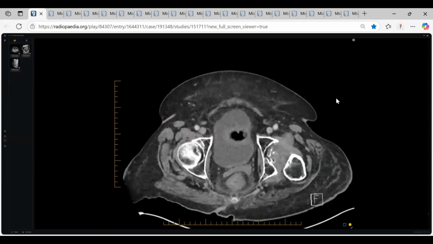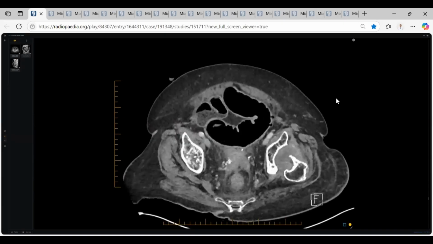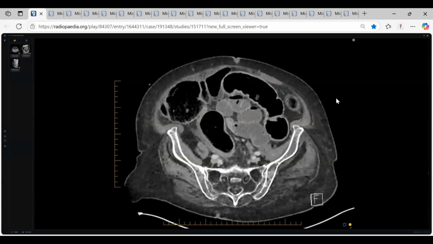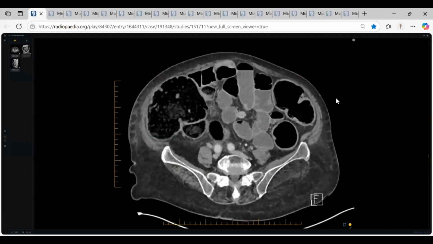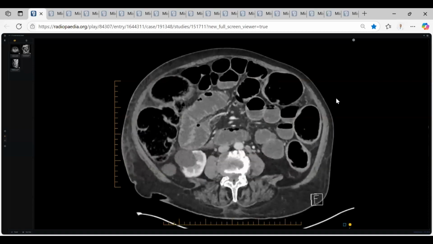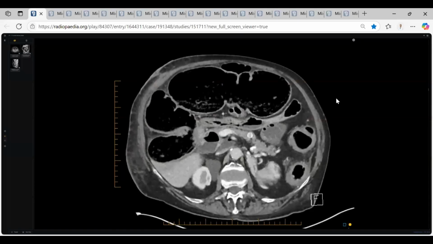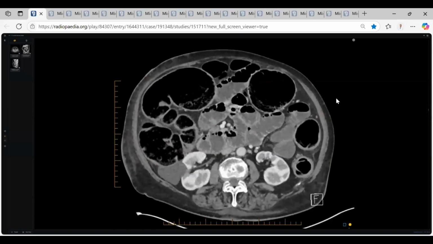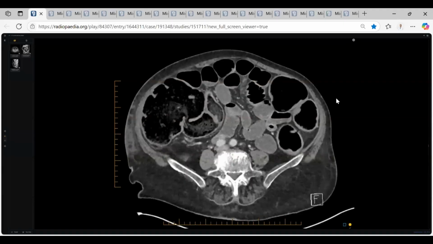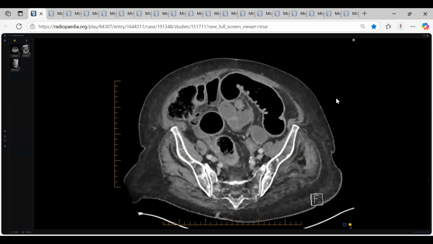I can see calcific density within the rectum and the sigmoid colon. The small bowel loops are just fluid filled and mildly dilated. The main dilatation is in the large bowel loops with fecal loading. I am trying to see the transition point.